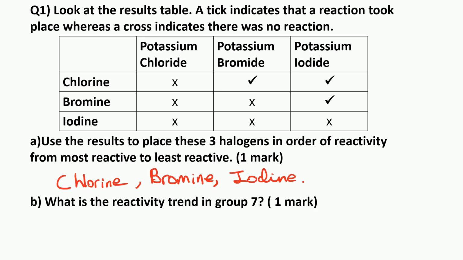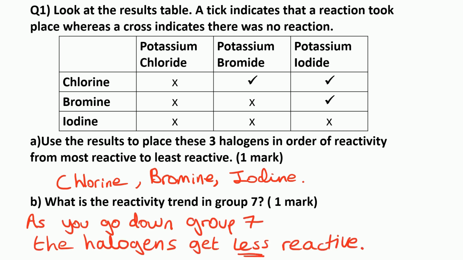Question B, what is the reactivity trend in group 7? So how does the reactivity change as you go down the group? So we can see as you go down group 7, the halogens get less reactive.